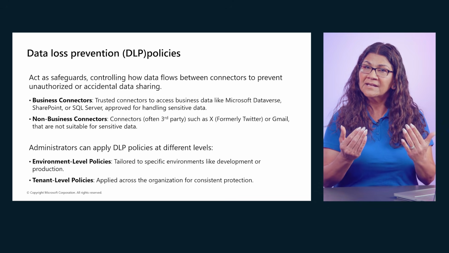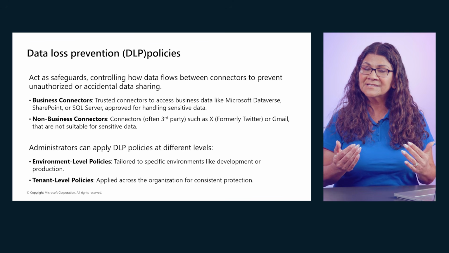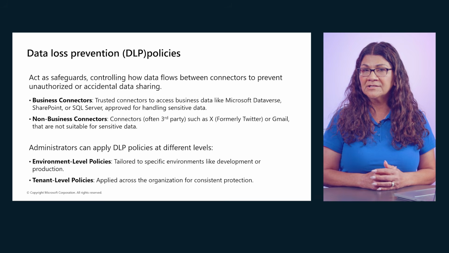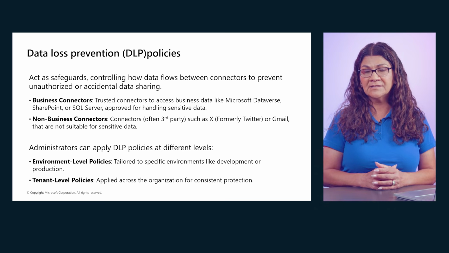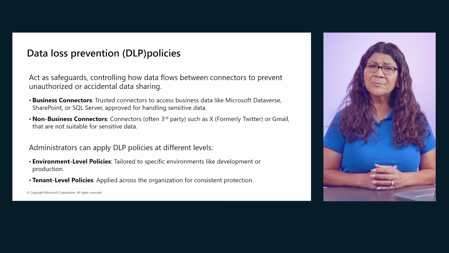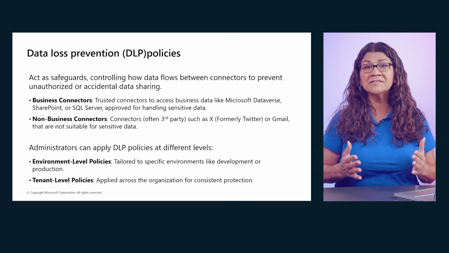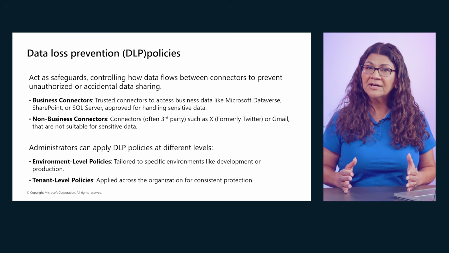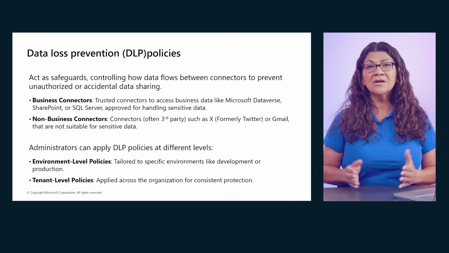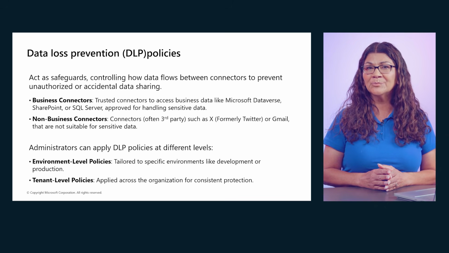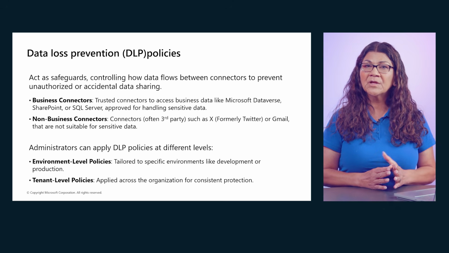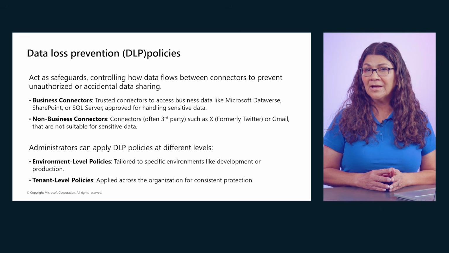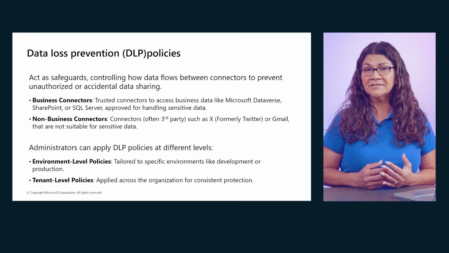An example is connecting to a non-business connector like X, formerly Twitter, or Gmail, which is typically a third-party service that wouldn't be suitable for sensitive data. By enforcing DLP policies, organizations can prevent scenarios where confidential customer data might be inadvertently shared through unsecured channels. For example, a DLP policy can block a Power Automate flow from sending Dataverse data to a Gmail account, thereby maintaining compliance with internal data governance standards.